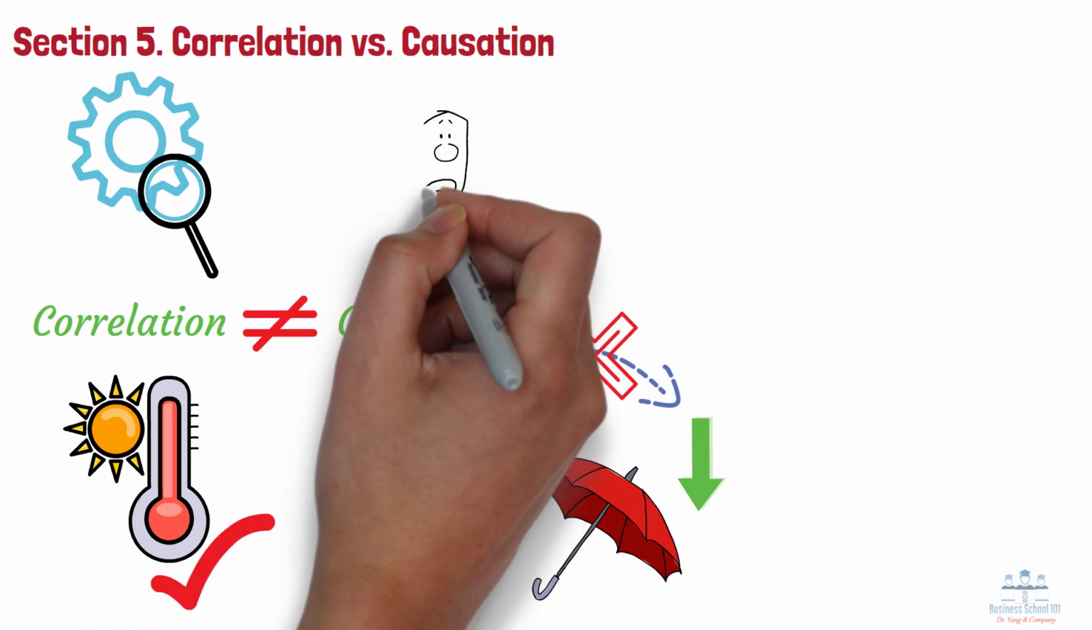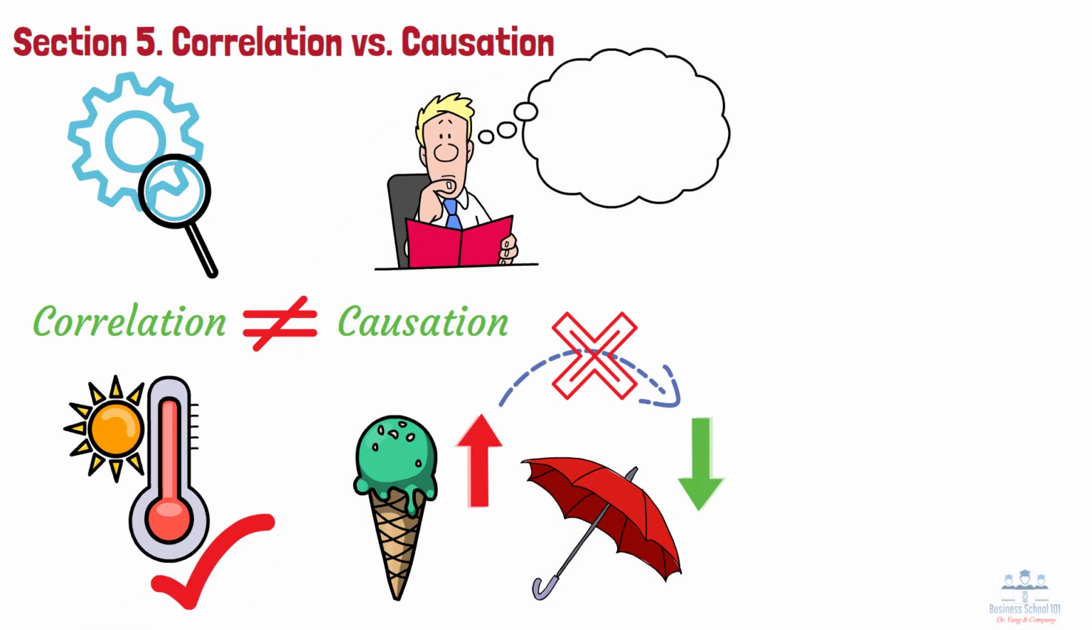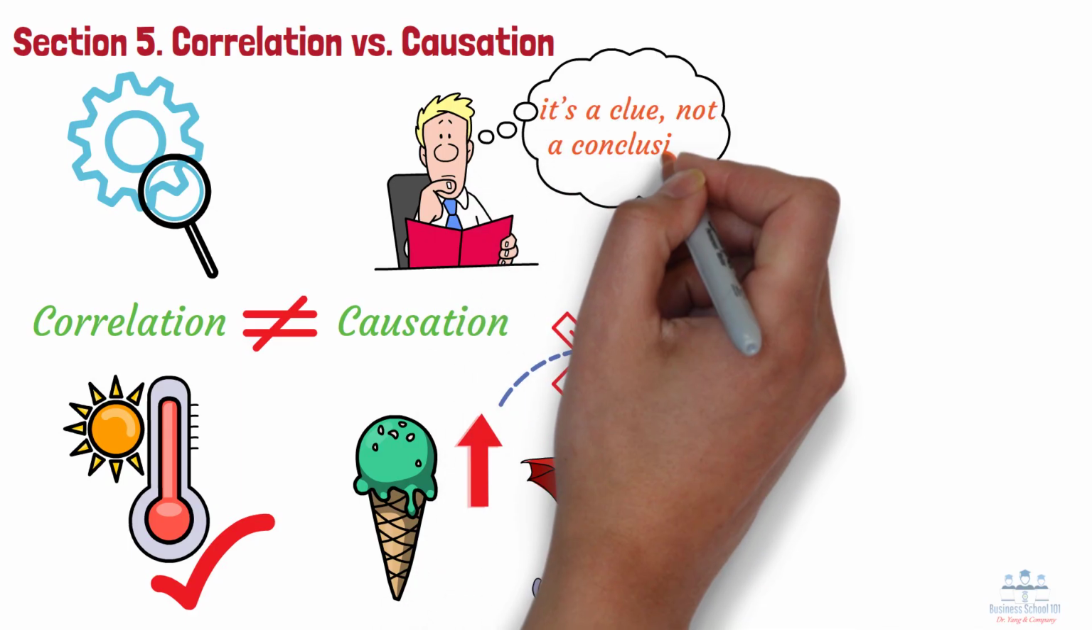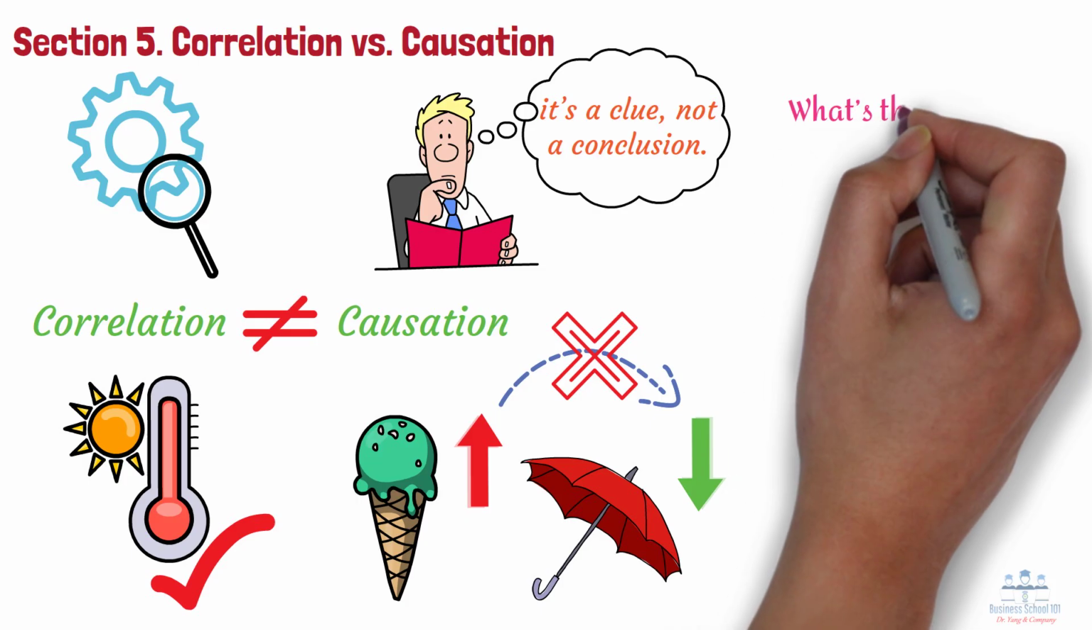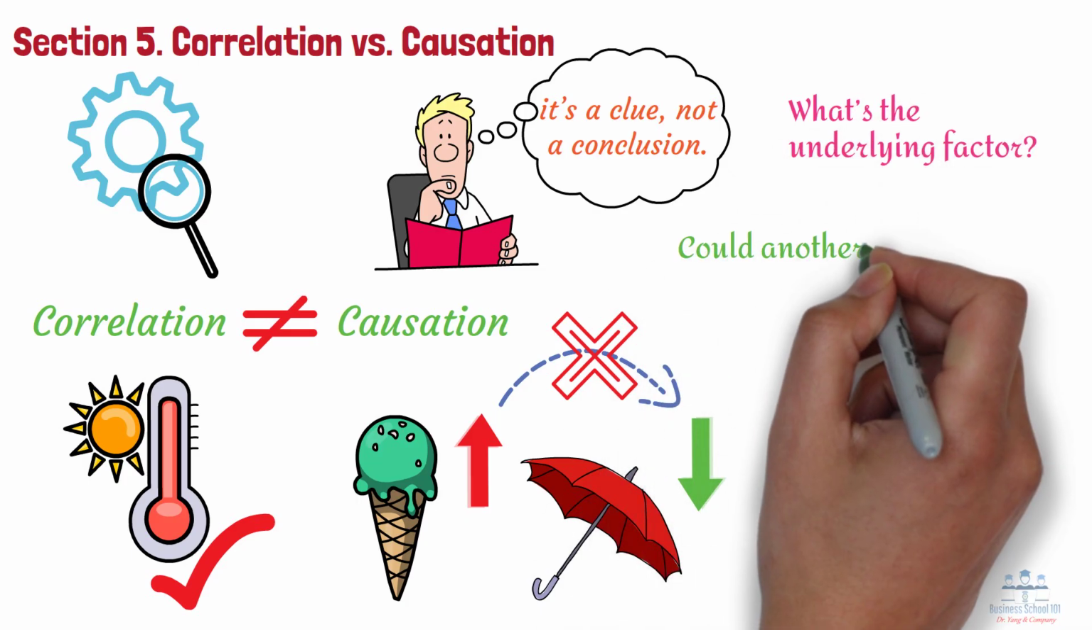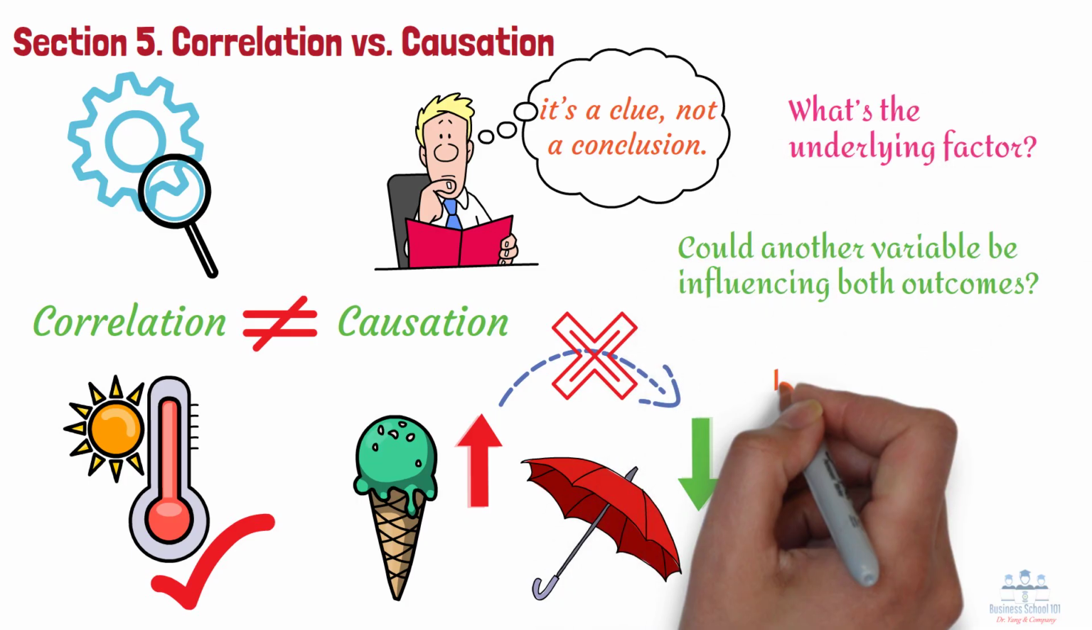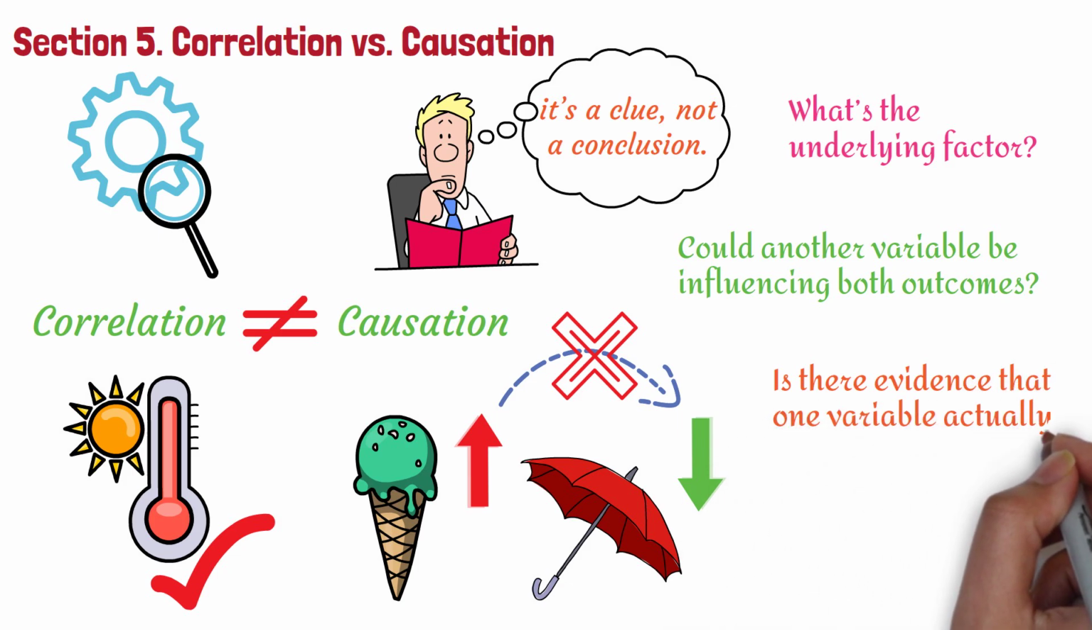The lesson here is to think critically. Correlation tells you there's a relationship, it's a clue, not a conclusion. Before you act, ask deeper questions. What's the underlying factor? Could another variable be influencing both outcomes? Is there evidence that one variable actually causes the other?